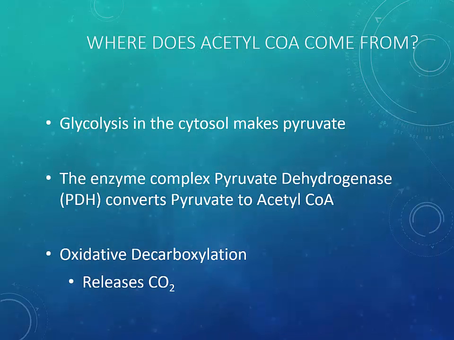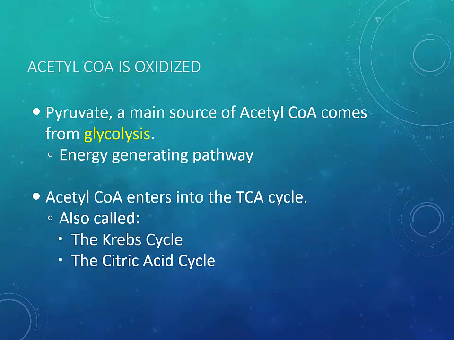So where do we get it? Well, as we've already seen, we're going to get it from pyruvate, which comes from glycolysis, and the enzyme is the pyruvate dehydrogenase complex. It's going to convert pyruvate to acetyl-CoA. This is an oxidative decarboxylation, so we're going to see release of CO2, and we're going to see oxidation. So we are taking acetyl-CoA from glycolysis, which is sometimes called an energy generating pathway. I object to that. It is an emergency energy generating pathway, but it's not a very good energy generating pathway. Acetyl-CoA is going to enter into the TCA cycle, which you may hear also referred to as the Krebs cycle and the citric acid cycle.